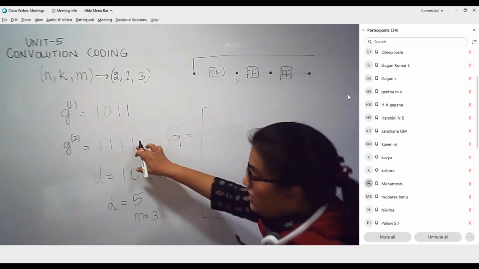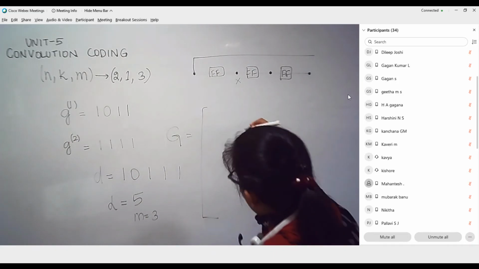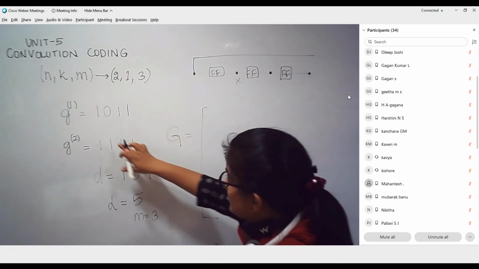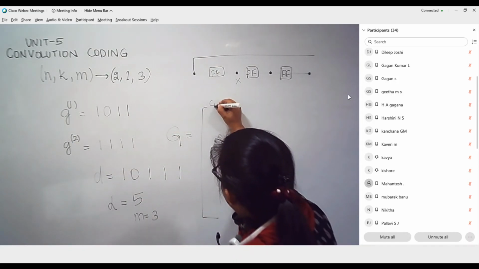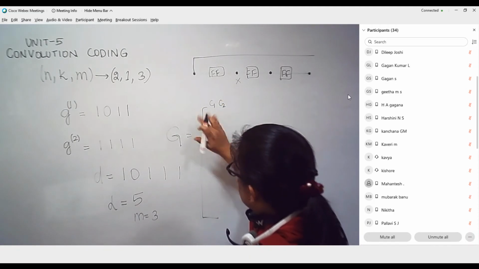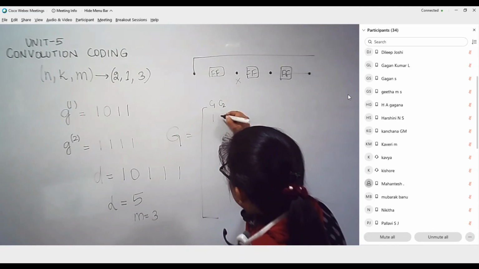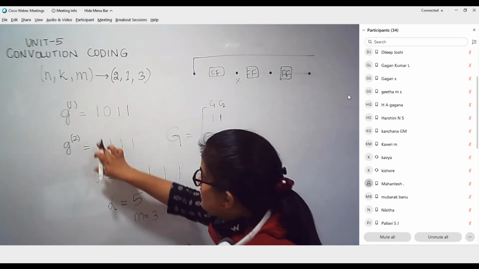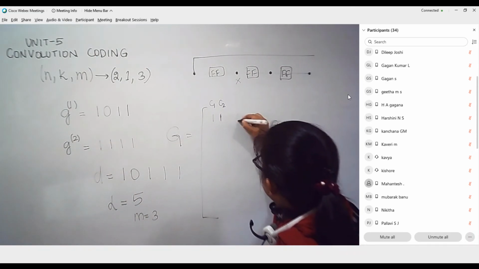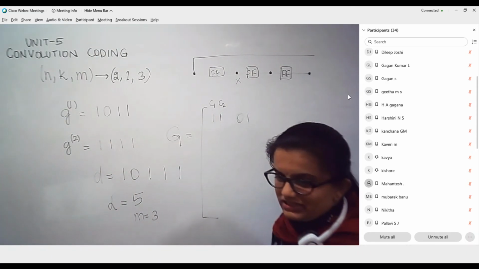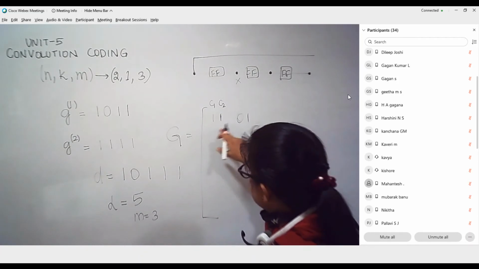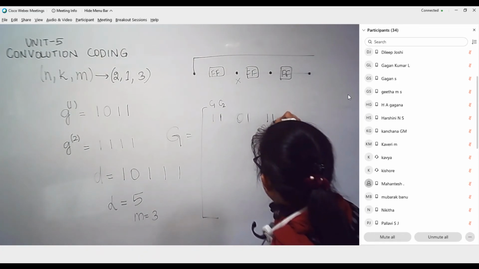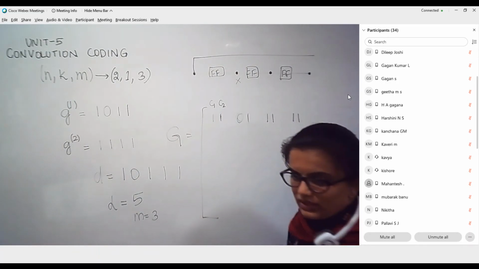Similar to that, here we will have to consider the outputs corresponding to C1 and C2. Like that we are going to write. The generator matrix is written as 1 1 0 1. Observe carefully, later on you can write 1 1 0 1 1 1 1 1.